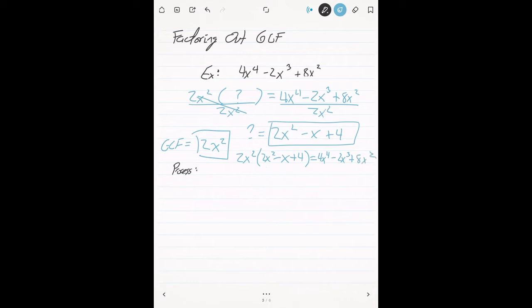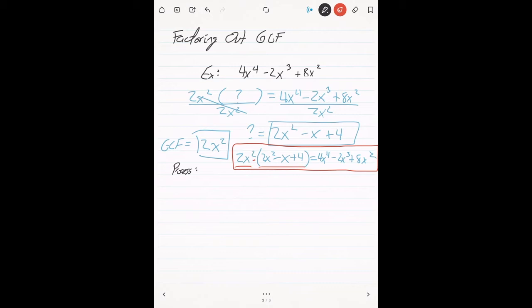What do you know? We have taken the polynomial we started with, and we've rewritten it as the product of 2 other polynomials. We found that we can rewrite 4x to the fourth minus 2x cubed plus 8x squared as the product of 2x squared and 2x squared minus x plus 4.